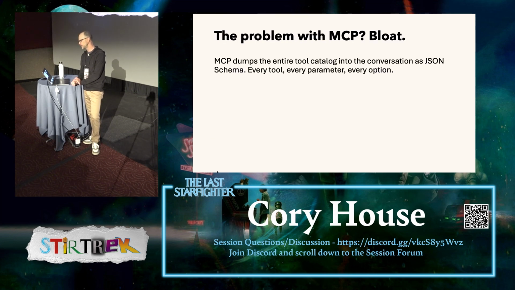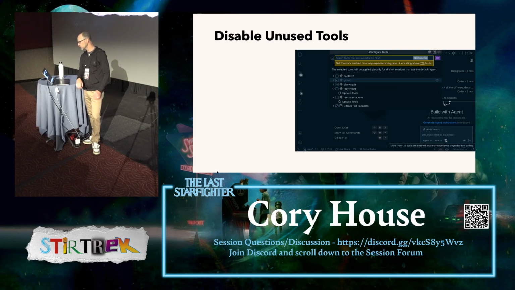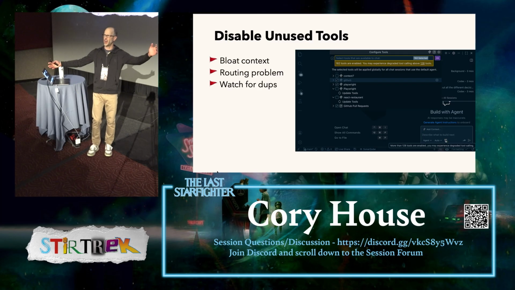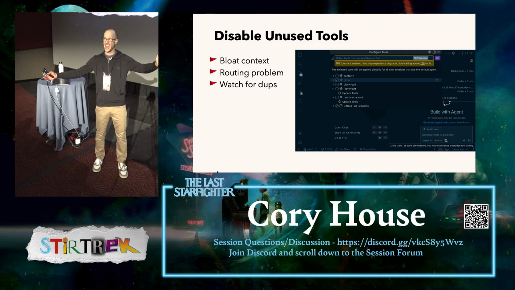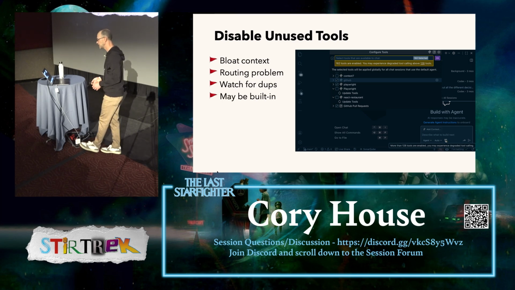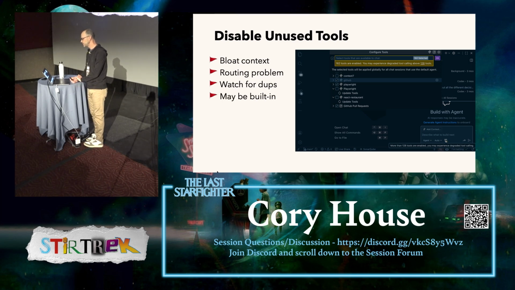The problem with MCP is bloat. It dumps the entire tool catalog into the conversation. And that leads to things like this, where you'll actually get warnings in VS Code saying, hey, you've got a bunch of tools enabled. Watch out. You may want to turn some of them off because you're going to experience degraded behaviors. It bloats context. It leads to routing problems, as in, if I've got 128 different MCP tools, how do I know which one it's going to invoke? Some of those might have overlap, and I'm leaving it to the AI to decide which one to do, so that's tricky. Also, they may just be built in.